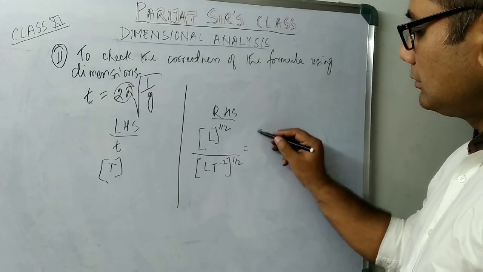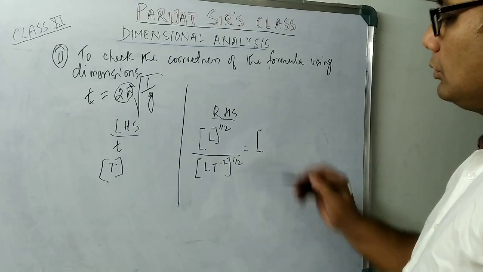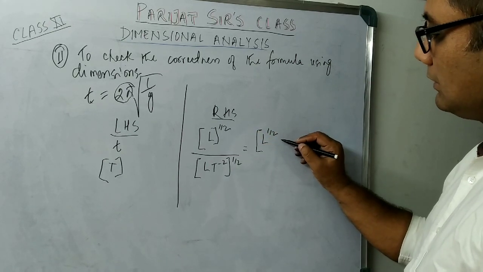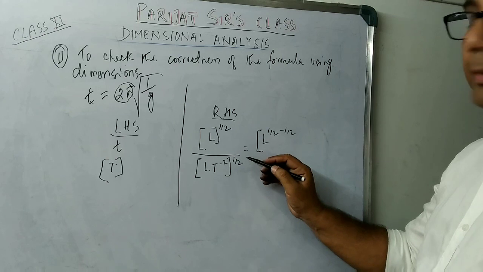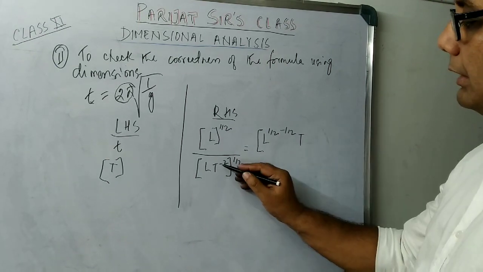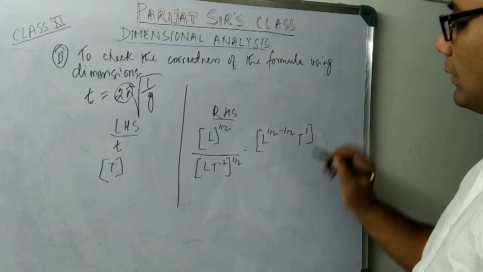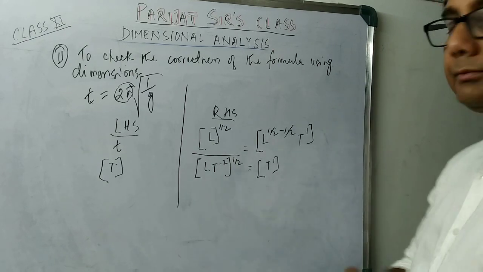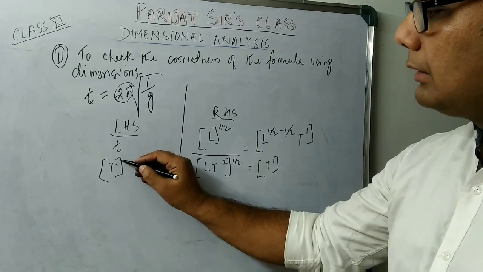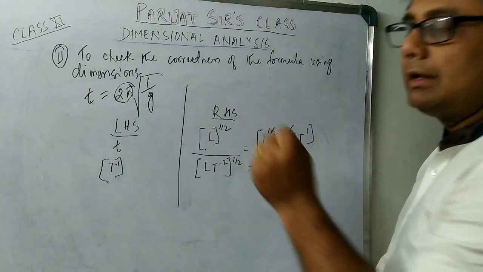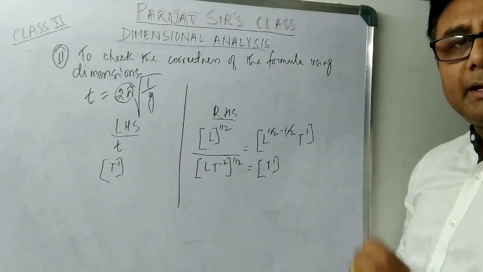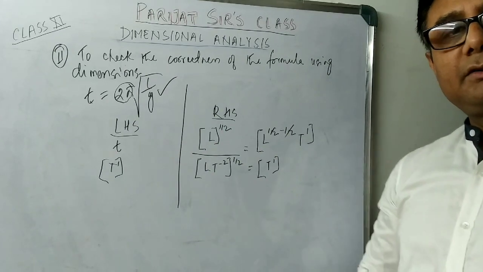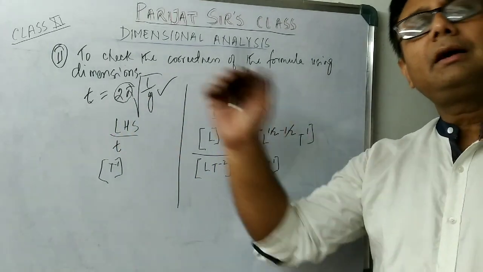So what we can do? Let us solve it. We will do L to the power half minus half from here, and T to the power minus 1 becomes 1. So basically this goes, so it is T to the power 1. And this is T to the power 1. So basically the dimensions of the left side and the right side are the same. So we can say that this formula is correct. See how using dimensions we found out whether the formula is correct or not.